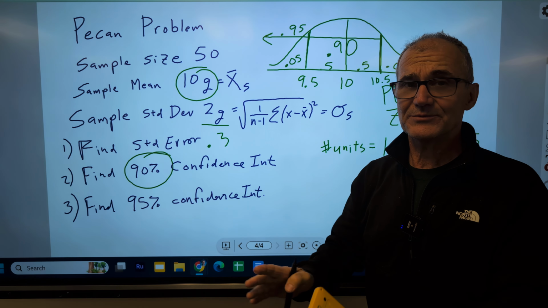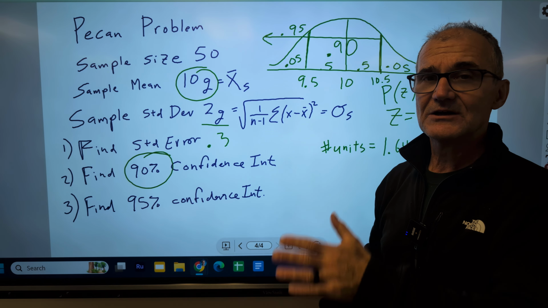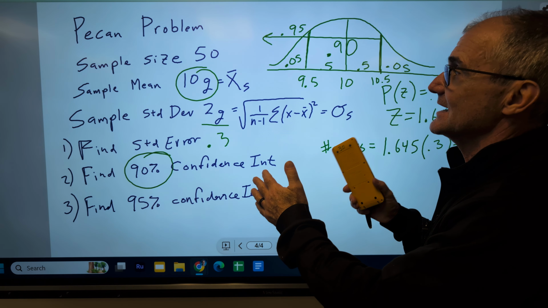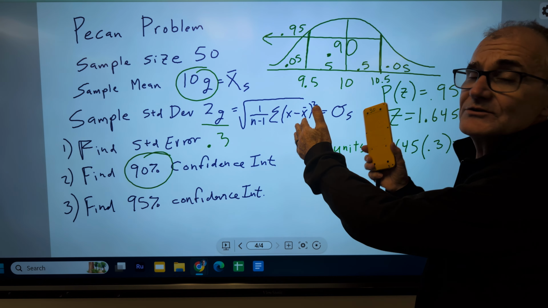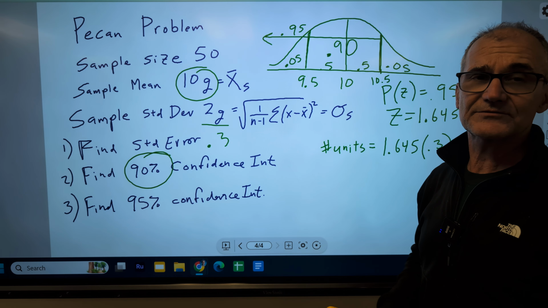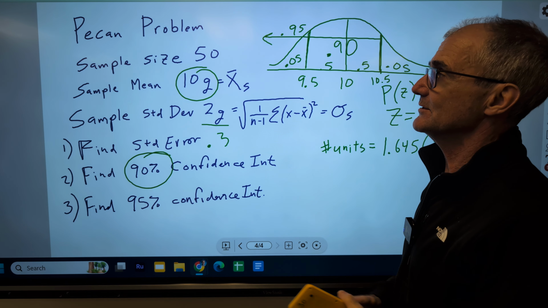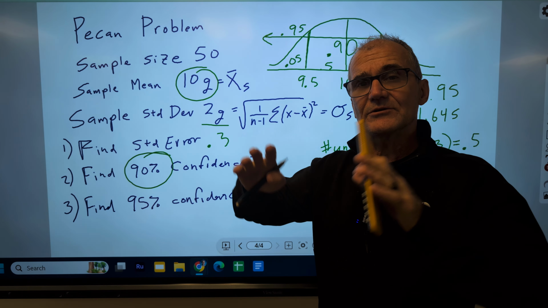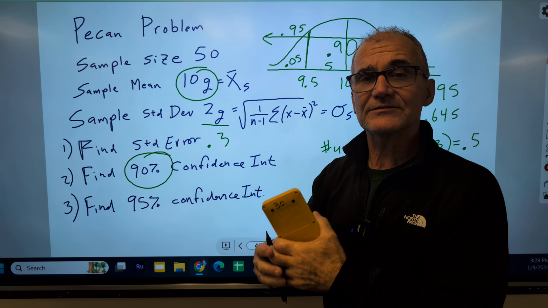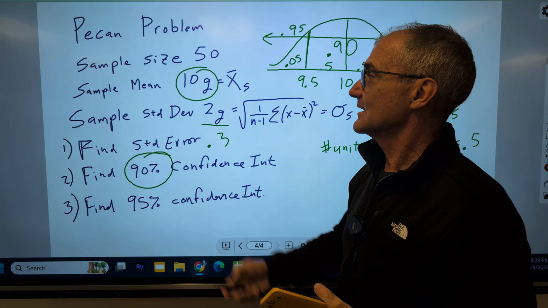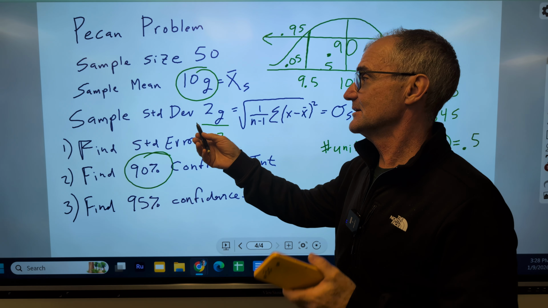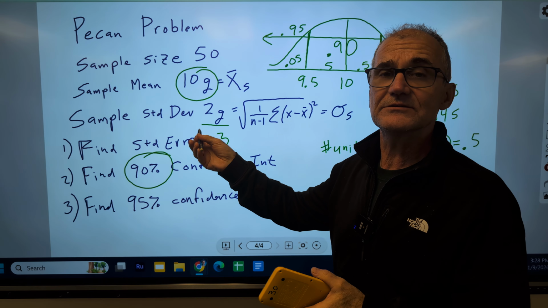But this is the important part. This is the big difference. What this means is very different. I am not saying 90% of my values are going to sit between 9.5 and 10.5 grams. Remember, I'm a pecan farmer. I grow all of these millions of pecans. I draw a sample of 50 out of how many I grow. The average weight of every individual pecan is 10 grams with a sample standard deviation of 2 grams.